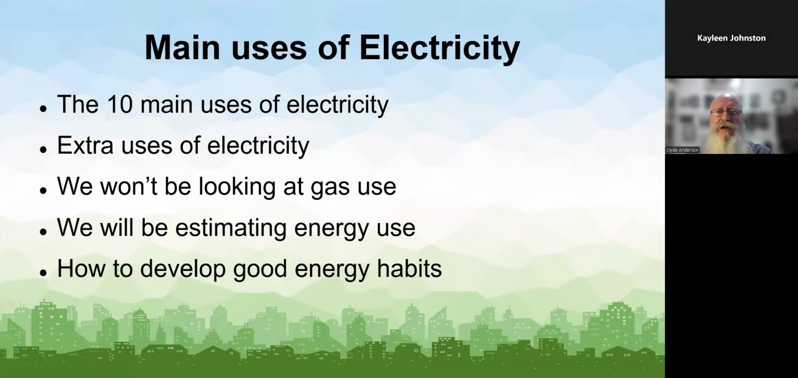We won't be looking at gas use, but you can infer gas consumption from electricity consumption for the same or similar type of appliance. The purpose of an energy audit is to estimate the use of energy. How much energy is that device using? And then how can we minimize the use by developing good energy habits? For example, switching off when you're not using it. That's a very good habit to have.